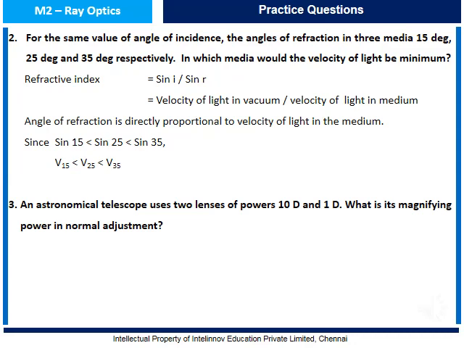An astronomical telescope uses two lenses of power 10 diopter and 1 diopter. What is its magnifying power in normal adjustment? The magnifying power of an astronomical telescope is given by minus f0 by fe, which is equal to minus Pe by P0, because power is equal to 1 by f. Thus magnification is minus 10.